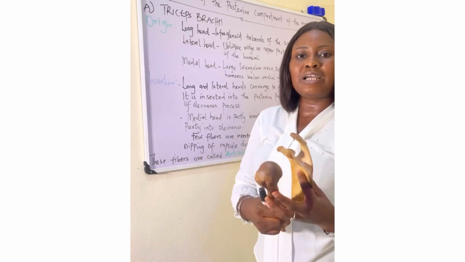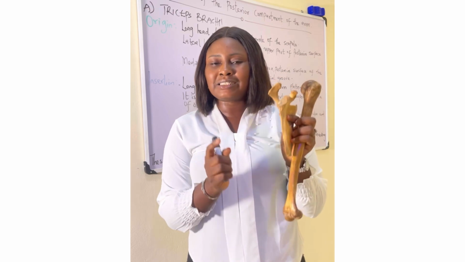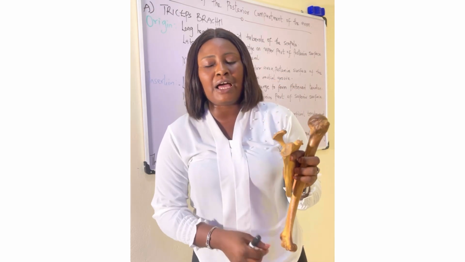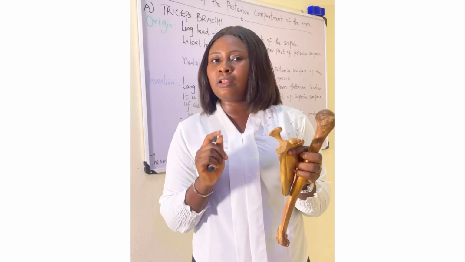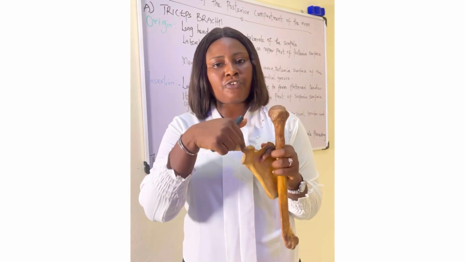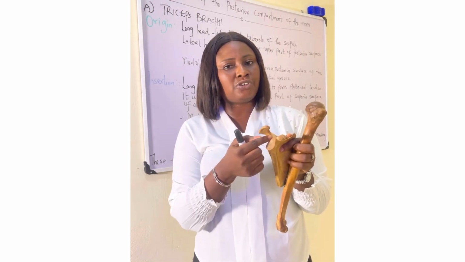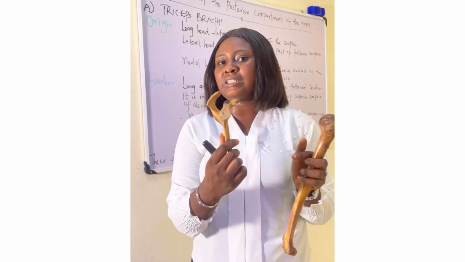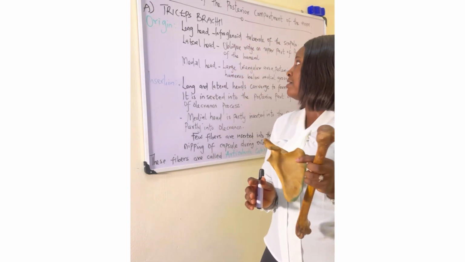The long head of triceps brachii originates from the infraglenoid tubercle of the scapula. If you watch my video on the scapula, you will see when I talked about the origin of the triceps brachii muscle. The long head of triceps brachii originates from the infraglenoid tubercle of the scapula. Remember that this is the lateral angle, or the glenoid angle, of this particular bone. Please, if you've not watched my video on the scapula, please do so for a better understanding.